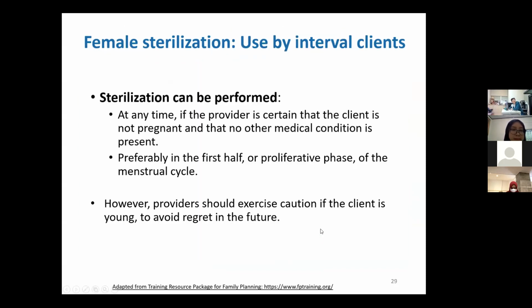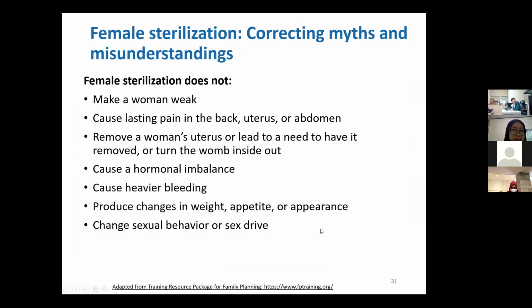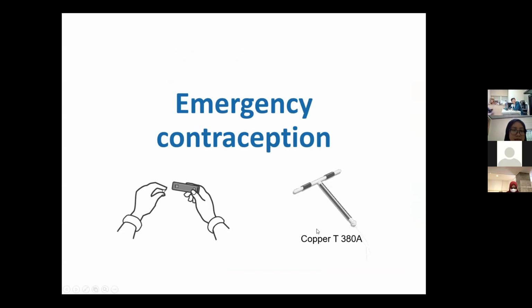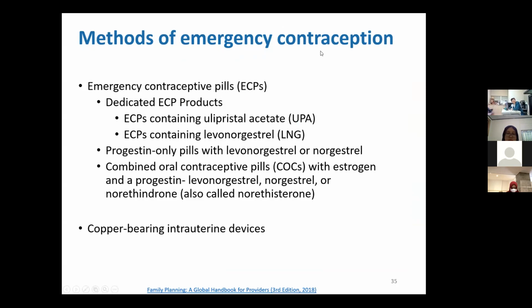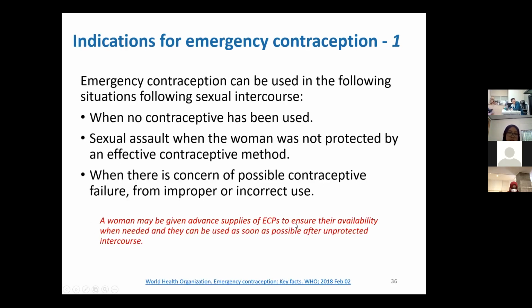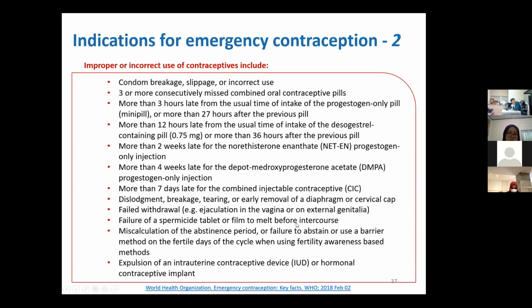Then the other one is emergency contraception, using a pill or a copper T IUD. So why is it emergency? Because you only have 24 hours, 48 hours. If you do not do it immediately, then the efficacy is not good. You still have a chance to get a baby.